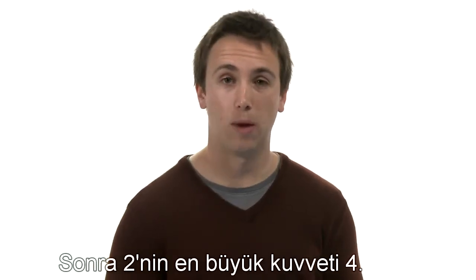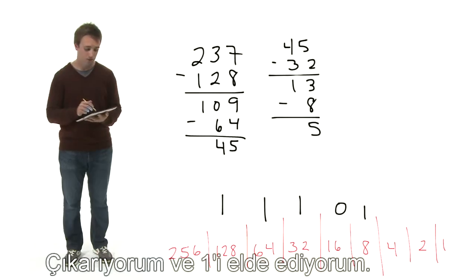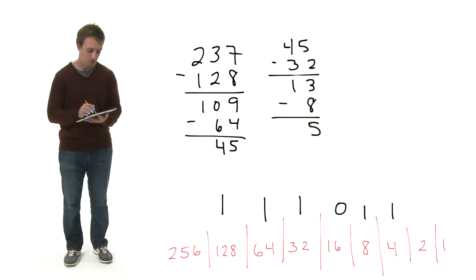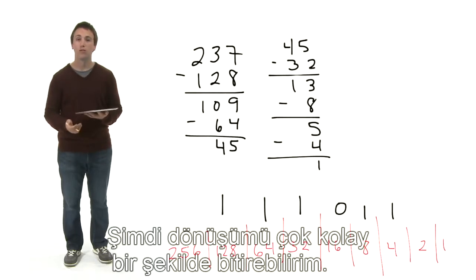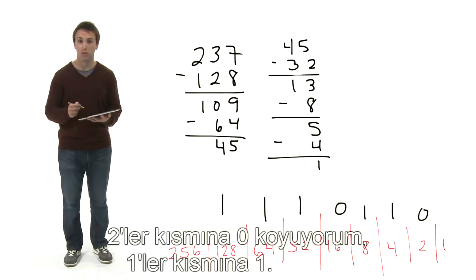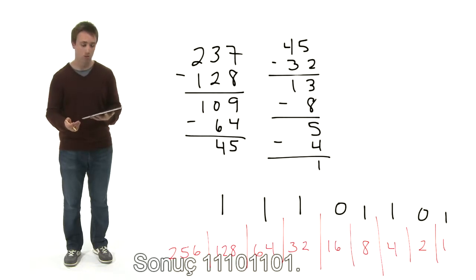Then 4 is the largest power of 2. I subtract and get 1. Now I can finish off the translation easily. I put a 0 in the 2's place and put a 1 in the 1's place. So the result is 1, 1, 1, 0, 1, 1, 0, 1.